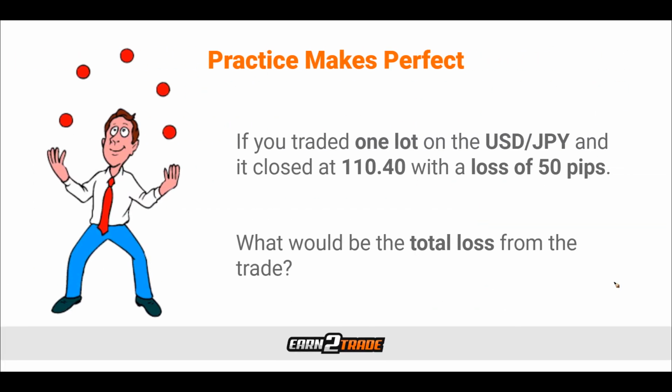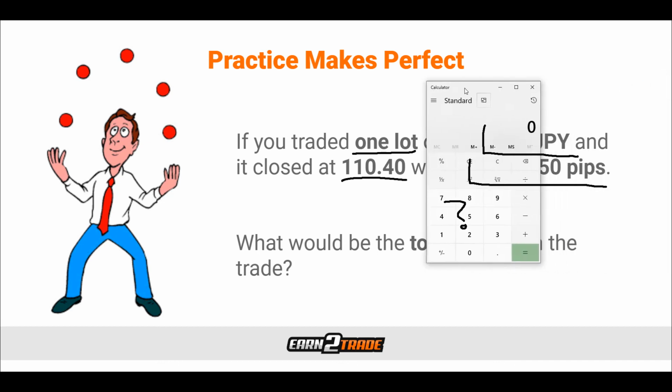Let's throw a curveball into the mix and see how you do when we introduce a yen pair as well. So if we traded one lot on the dollar yen and it closed at 110.40 with a loss of 50 pips, what would the total loss from the trade be? Now remember, the yen is the one that has the pip point being 2 decimal places in instead of 4. Take some time and figure it out, and we'll come back with the answer here.